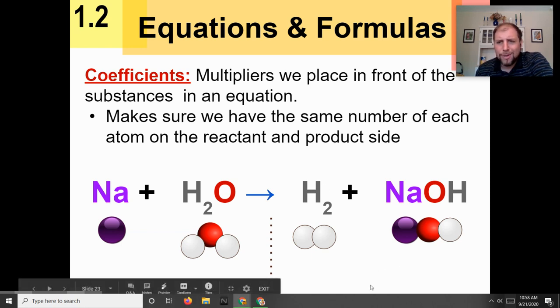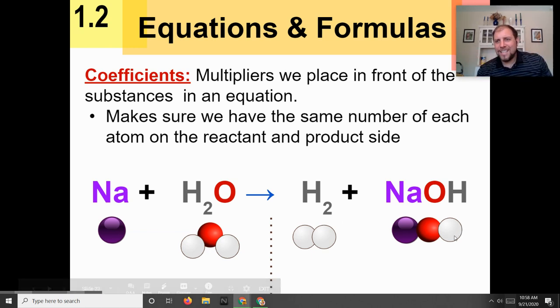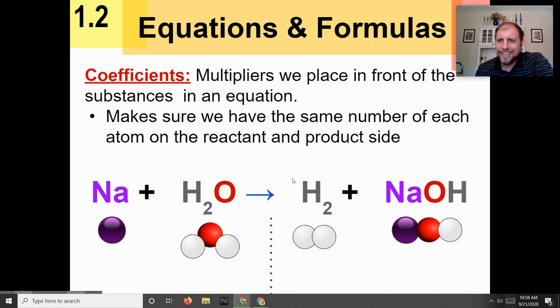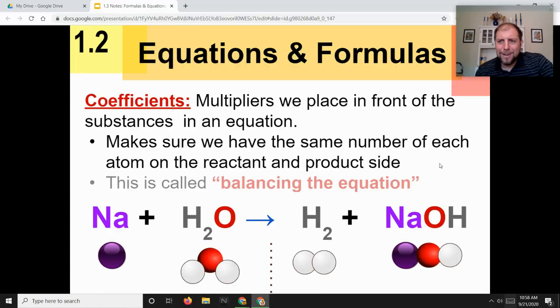Now, can you notice that something's a little bit off here? Something doesn't quite match up. What doesn't match up is that there are two hydrogen atoms over here, but there are three hydrogen atoms over on this side. This violates the law of conservation of mass. Hydrogen can't just appear from anywhere. Hydrogen just can't randomly show up. So what we've got here is an unbalanced equation.